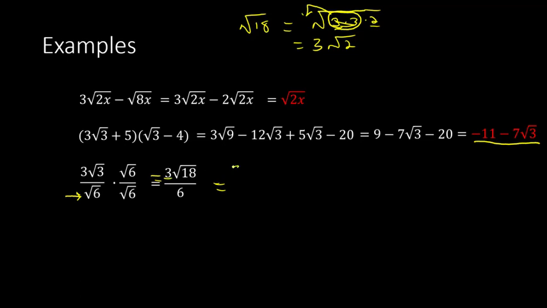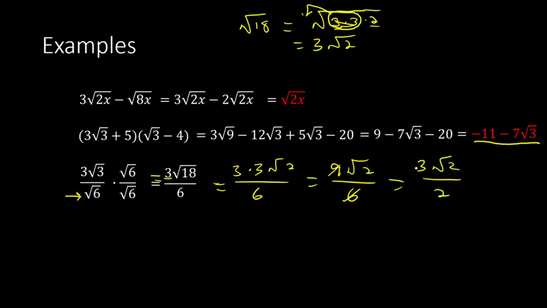So we have a 3 in the front already, times that 3 square root of 2, and that's over 6. So on the top we have 3 times 3, which is 9. So we have 9 square root of 2, divided by 6, and then this can simplify one last time. 9 divided by 6, you can divide both by 3. That gives you 3 on the top, and then 2 on the bottom. So your final answer is 3 times the square root of 2 divided by 2.